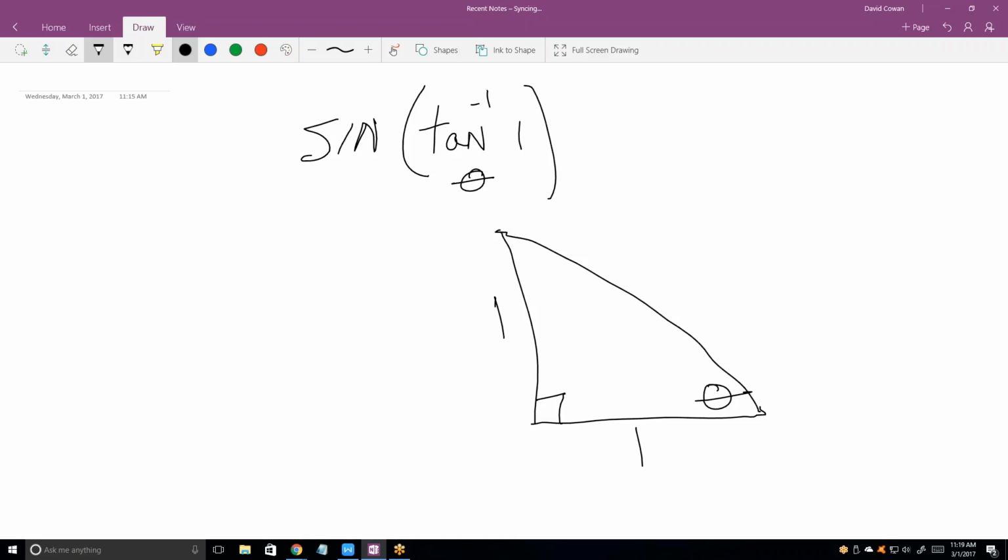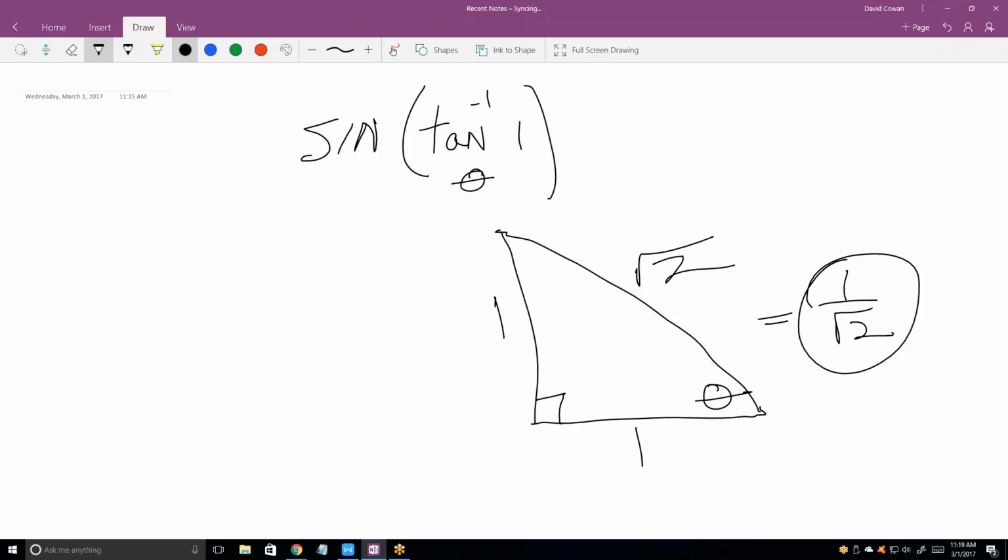Now, we've labeled two sides of this triangle. I can use the Pythagorean Theorem to label this side, square root of 2. Now, I can take the sine of theta from the triangle. Sine of theta is 1 over square root of 2. I solved that without ever figuring out what theta was. That's really the way you want to do all of these. Whenever you have a trig function of an inverse trig function, you want to do it this way.